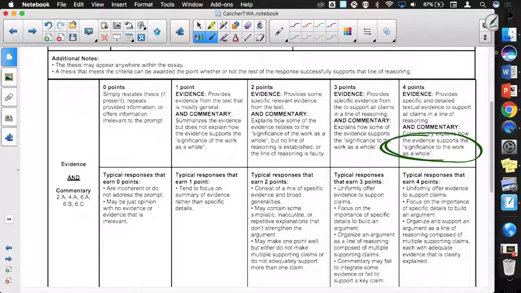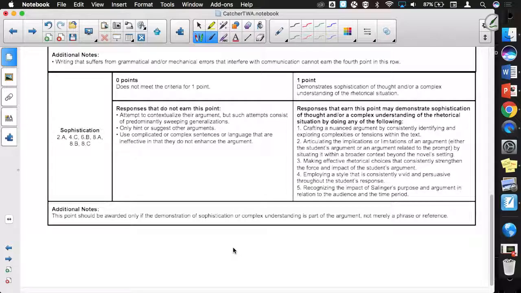Also down below in the sophistication area. And again, the idea is that we're not going with this rubric, but we're going to go back to the traditional one that we've been using, or the scoring at least. I shouldn't say the rubric, but the score points. I added this statement, which is obviously specific to the prompt and wouldn't show up on just any kind of AP thing: recognizing the impact of Salinger's purpose and argument in relation to the audience and time period. Now again, it's not saying that this has to get done along with 1 through 4, but that would be a point of emphasis that would help you pick up that sophistication point.